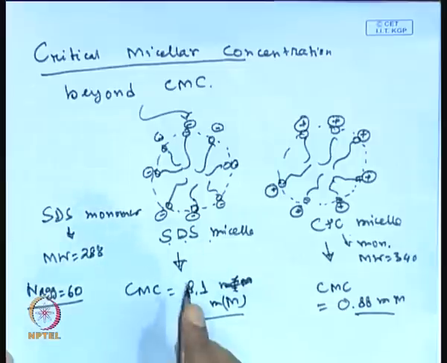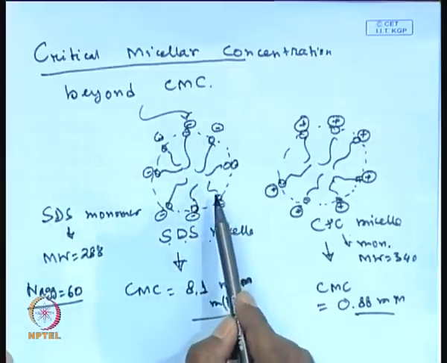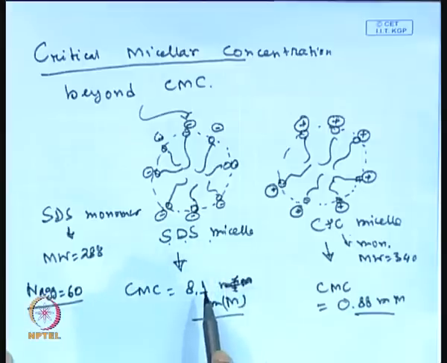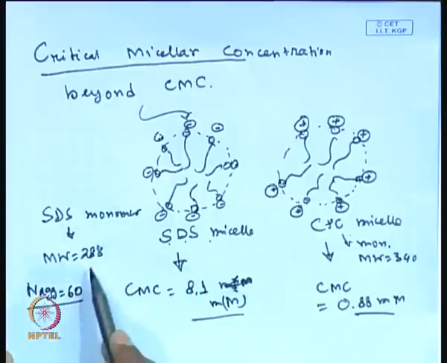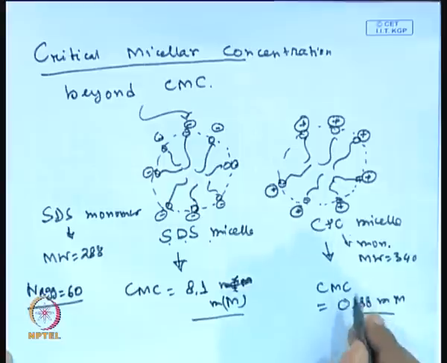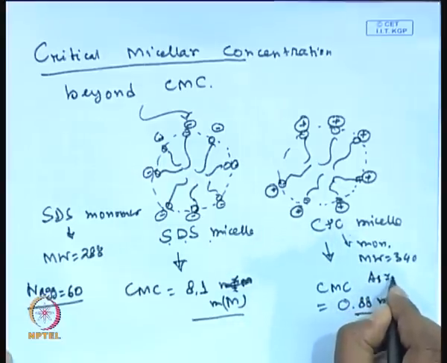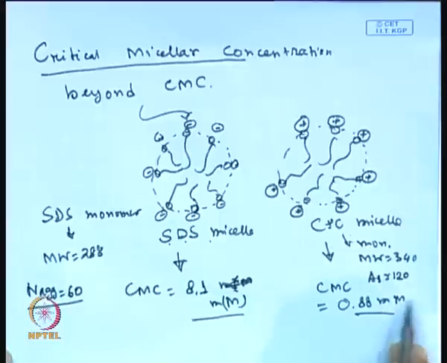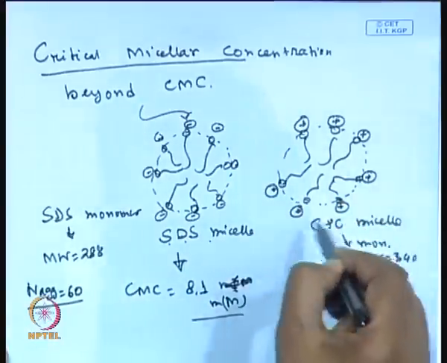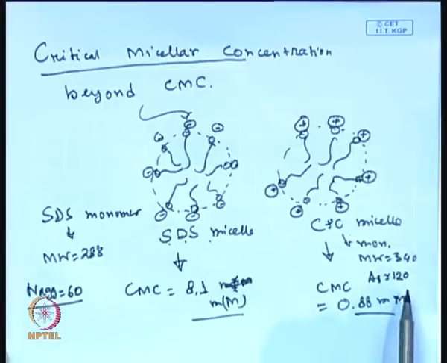That means you will have 60 of these surfactant monomers in a typical SDS micelle. So, you can understand the molecular weight of this SDS micelle: 60 into 288, let us say around 300, so it will be around 18,000. On the other hand, the aggregation number of CPC will be around 100 or around 120. So, the molecular weight of this CPC micelle will be 120 into 340, roughly around 40,000 or so.